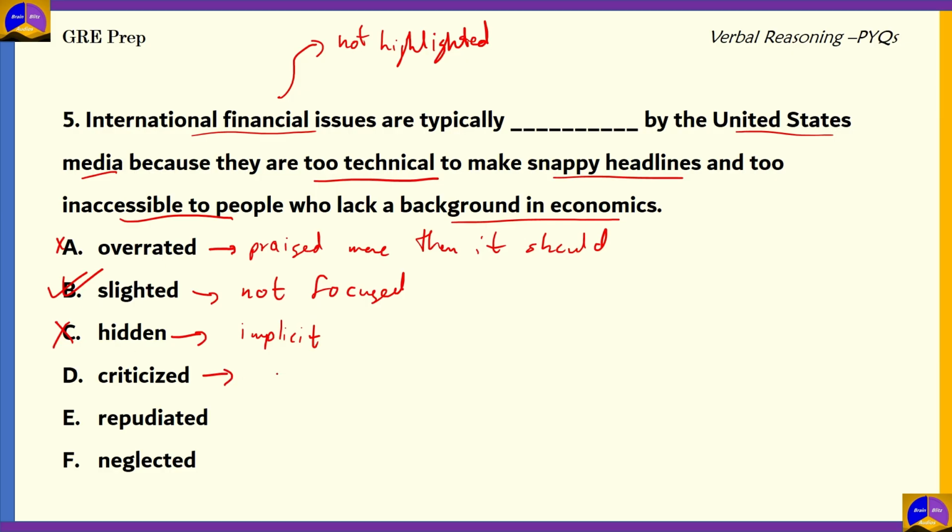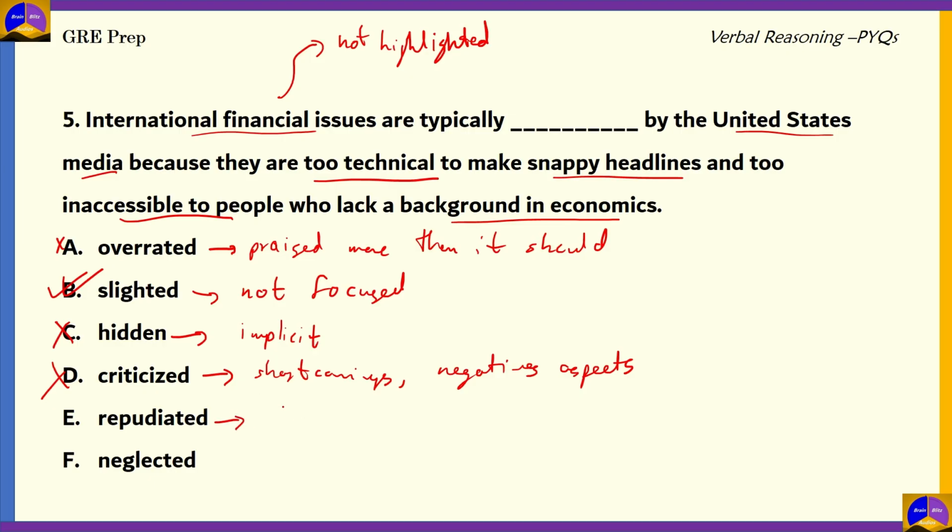Then we have criticized, then of course where we talk about the shortcomings or negative aspects of something, but of course they are being publicized. So even if you have, say, high inflation, if it is mentioned that the inflation in this particular country is high, then there is a financial issue that's typically being highlighted. So criticized is not the word that we are looking for, so option D is incorrect.